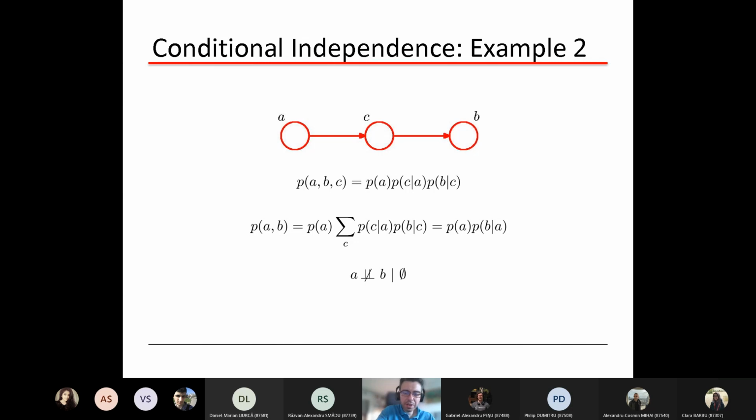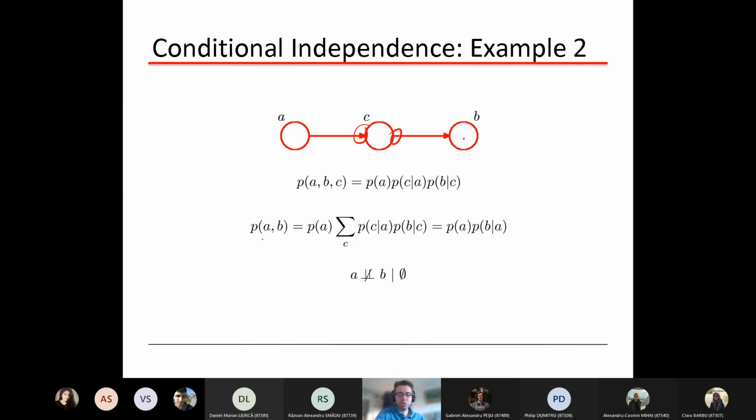The second example is called head-to-tail. So this is a head-to-tail node. It's a second structure that we can get. For a path from A to B, we could have an intermediate node C, which is head-to-tail. And if C is not observed, the joint distribution looks like this: P of A multiplied with P of C given A, multiplied with P of B given C.